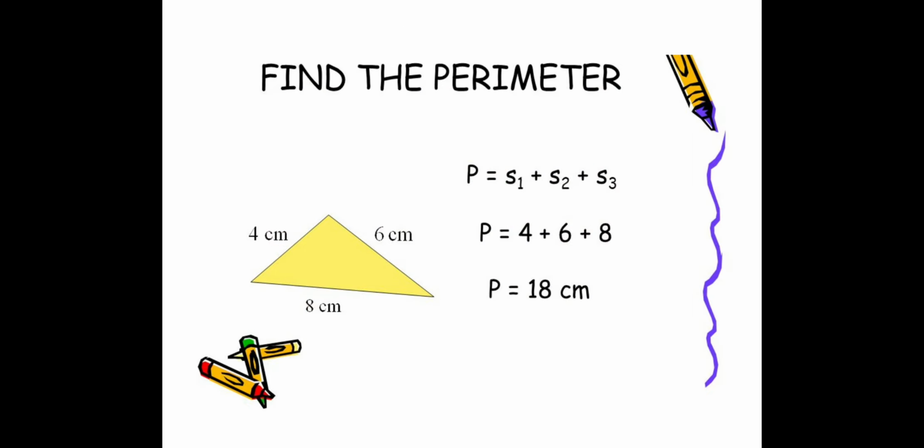Now I have another shape. I need to find the perimeter of this triangle. So I just go around the triangle. So it is 4 centimeters plus 6 centimeters plus 8 centimeters, which will give me 18 centimeters. And that's the perimeter of this yellow triangle.